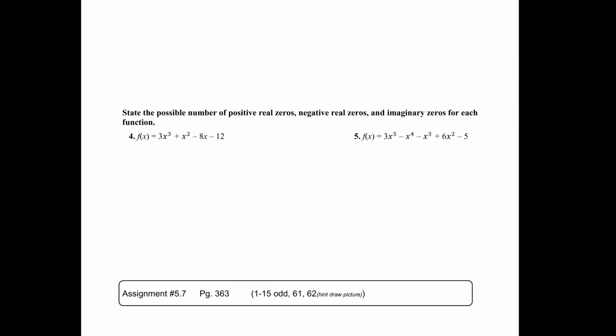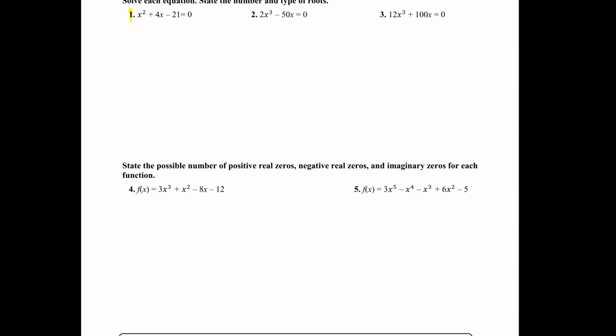This is the last page of the 5.7 notes. I want you to try number 1 and number 4.